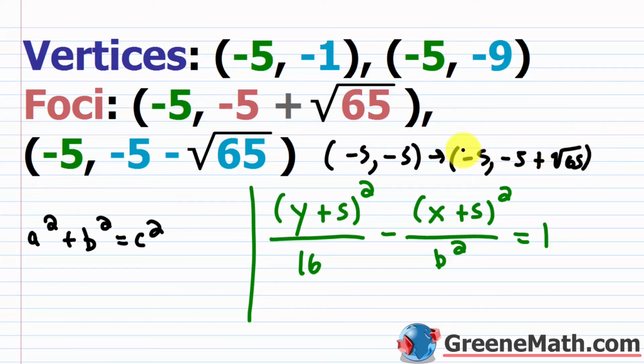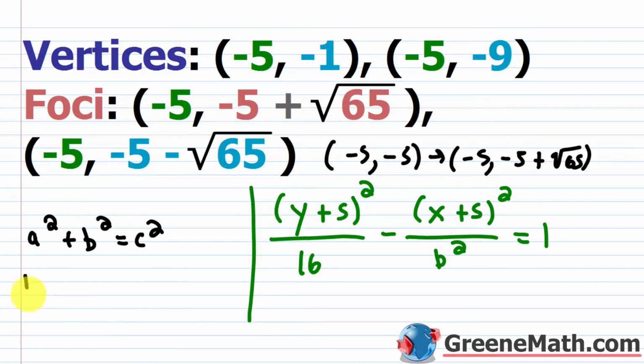Okay, well, we know this x-coordinate is the same in each case, so I'm just comparing the y-coordinates. So how far did I move in this case? Up, right? So I went, this is -5 and this is -5, so just erase those. You just have the square root of 65 left. So I'm traveling from the center up by the square root of 65 units. So that's going to be my c, okay?